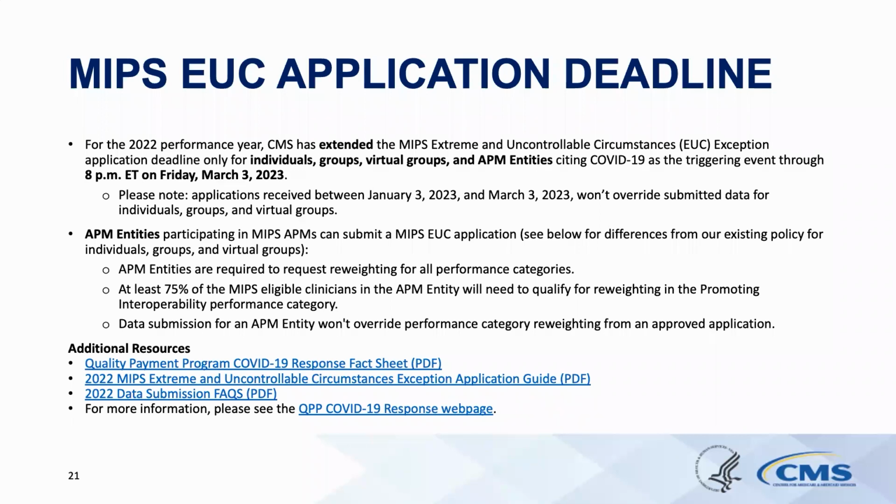So APM entities are required to request reweighting for all performance categories. At least 75% of the MIPS eligible clinicians in the APM entity will need to qualify for reweighting in the promoting interoperability performance category, and data submission for an APM entity will not override performance category reweighting from an approved application. And you can see below there are 4 links that have additional resources if you need more information on that topic. Next slide, please.